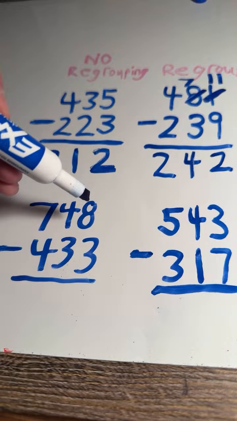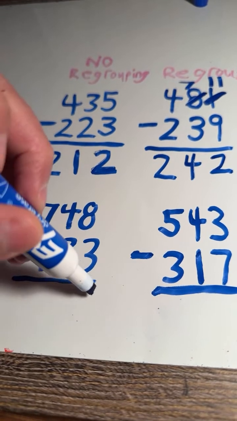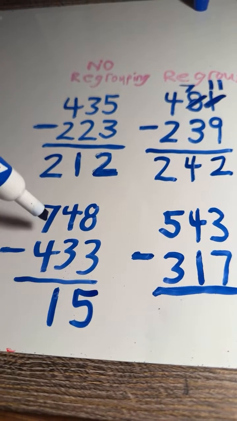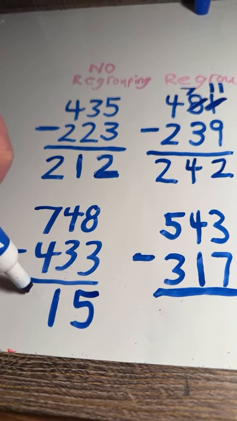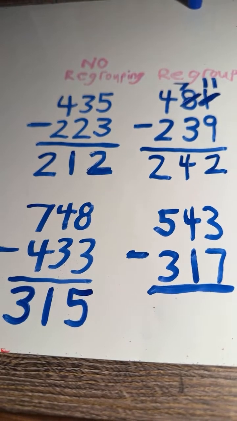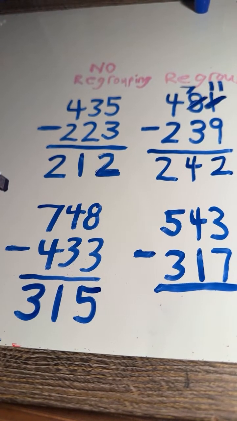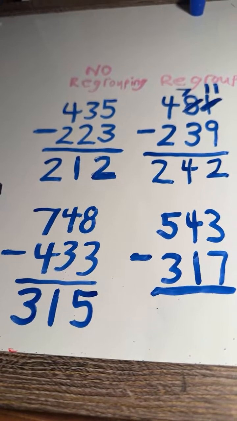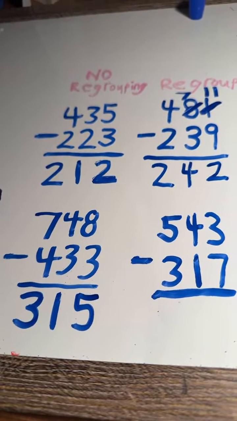So we just go right to the ones place and we subtract. 8 minus 3 equals 5. 4 minus 3 equals 1. 7 minus 4 equals 3. And we have our answer: 748 minus 433 equals 315.